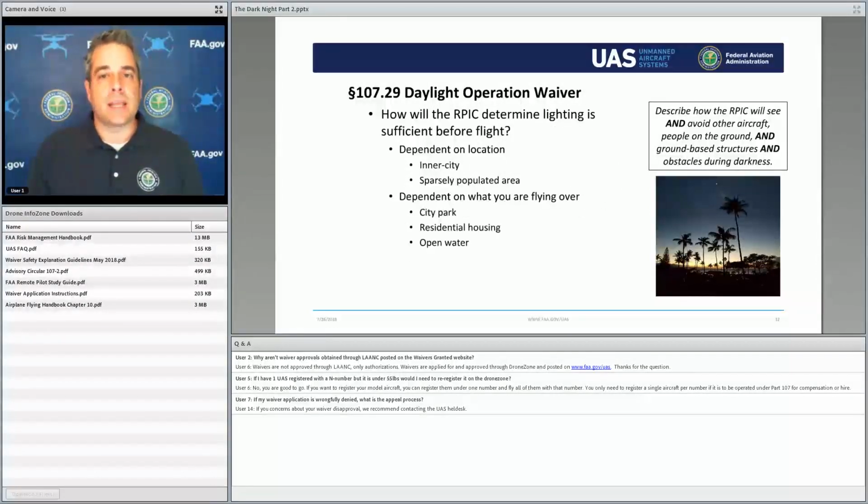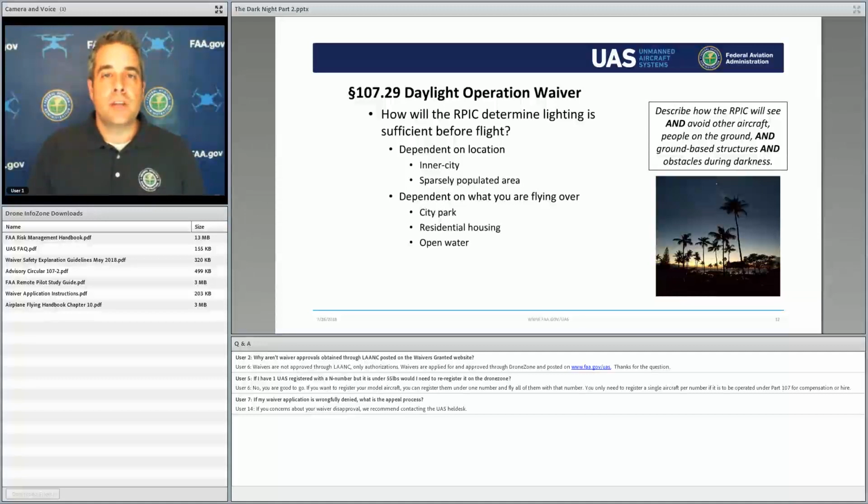So we talked about this lighting, and how do we know that lighting is going to be sufficient or adequate prior to the operation? This is very much dependent on where you're going to fly. So the lighting that you put on your UAS at night, how do you know that that's going to be sufficient before you fly? Because if you're flying in the city or in a sparsely populated area, your lighting requirements are going to change.